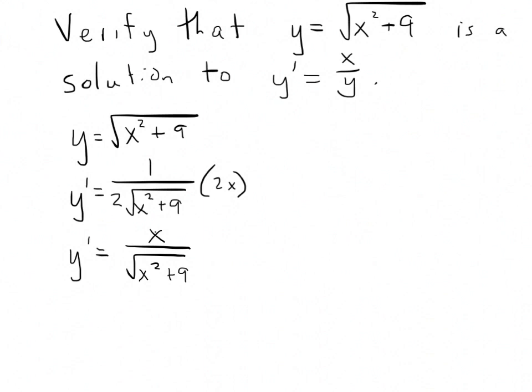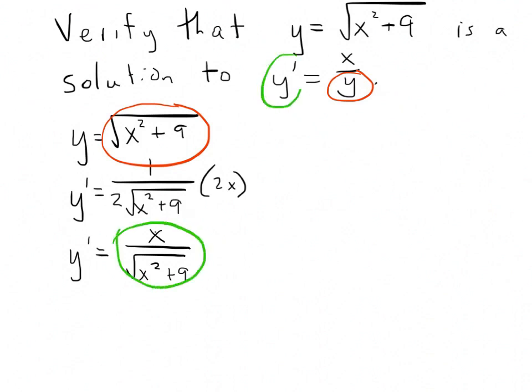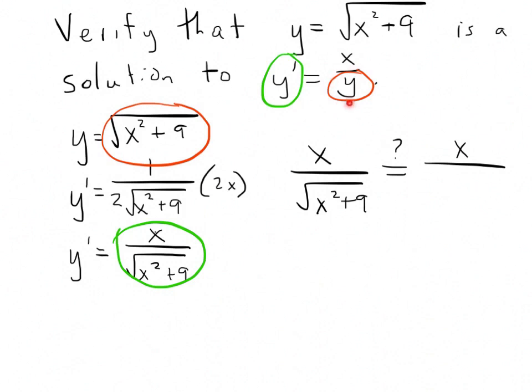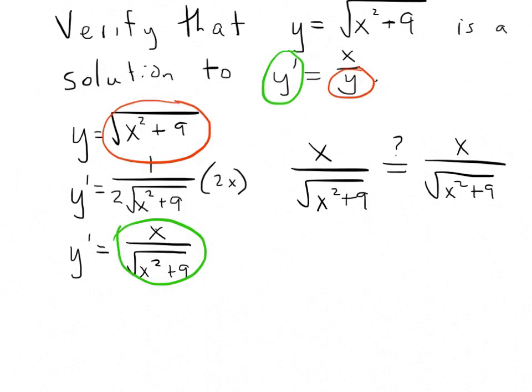So I now have my original function in red, which I'll put here, and I have my derivative, which I'll put here, and we're going to confirm that this works out. So my derivative, x over the square root of x squared plus 9, that's supposed to be equal to x over the original function y, which was the square root of x squared plus 9. Those two things are absolutely the same, which means the function that I have is a solution to this differential equation. Marvelous.